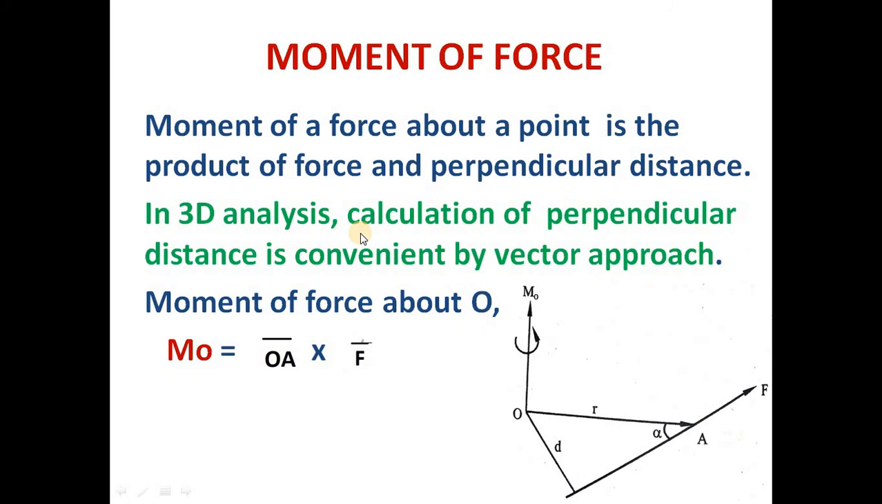Another one is moment of force. That can also be represented as a vector. Vector representation of moment is also possible. Moment of a force about a point is the product of force and perpendicular distance. We know that. What is moment? The turning effect of the force is known as the moment. The magnitude of that moment can be found by finding the product of force and perpendicular distance. It is easy in 2D or two dimensional analysis. But in 3D analysis it is not easy, it's a tedious job.